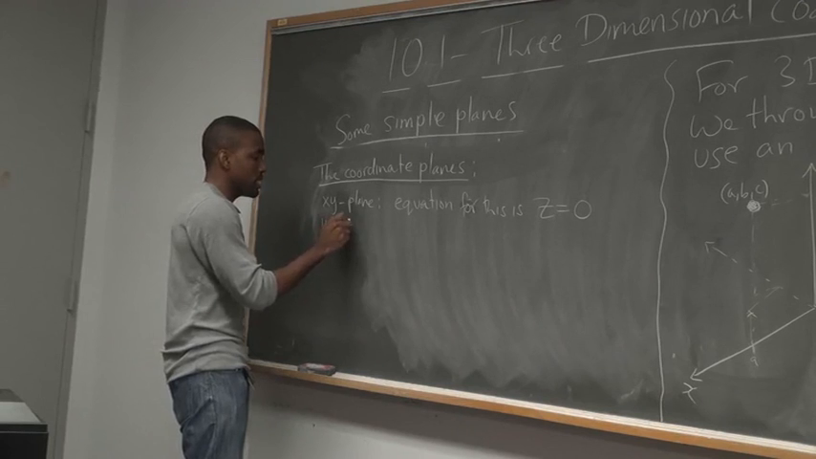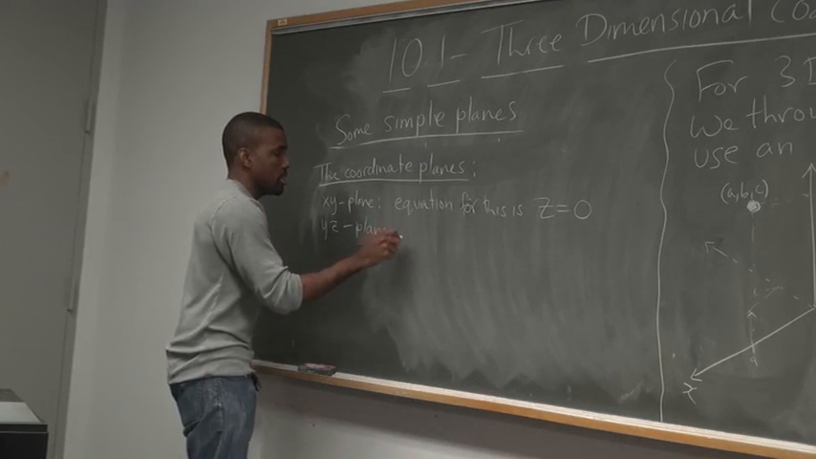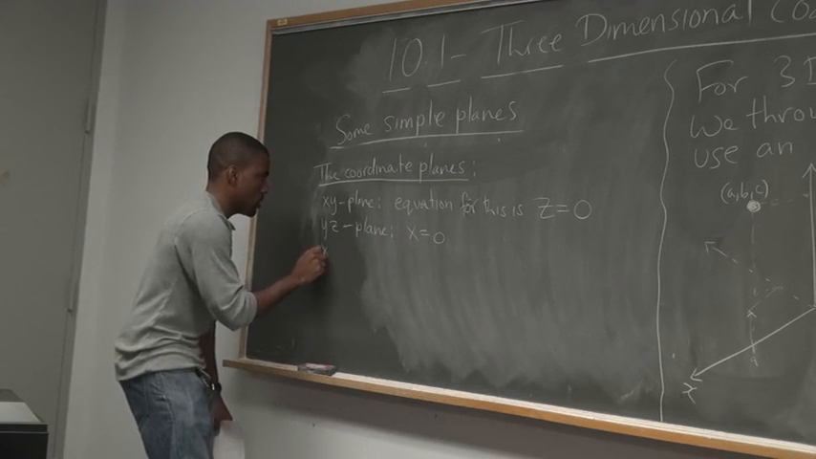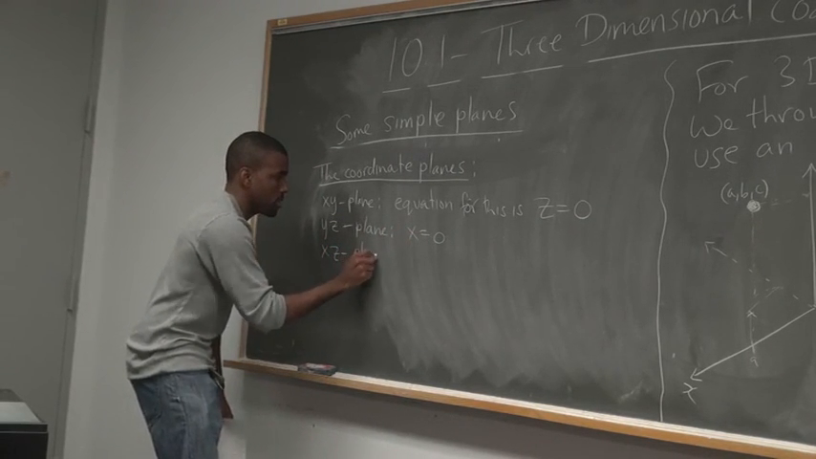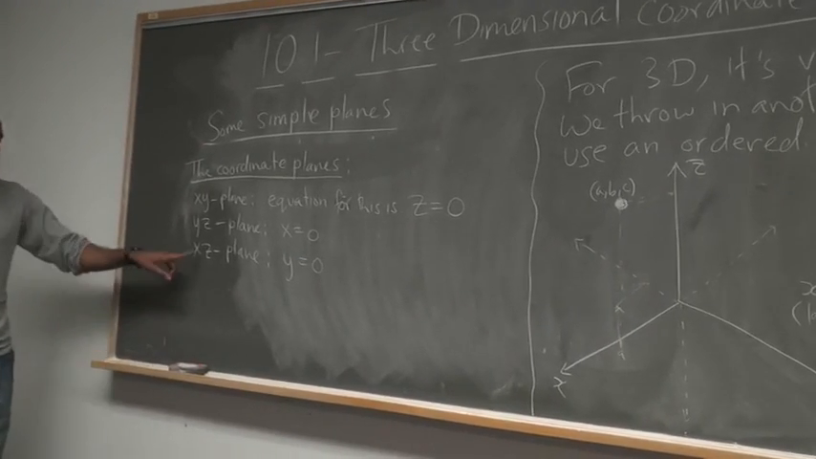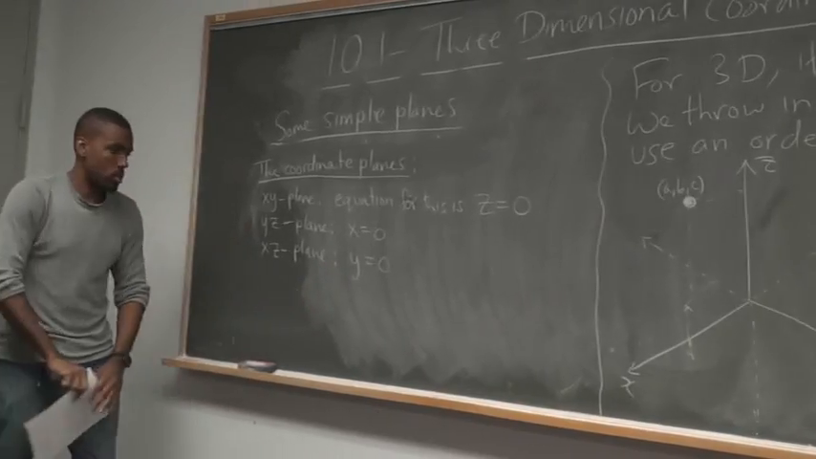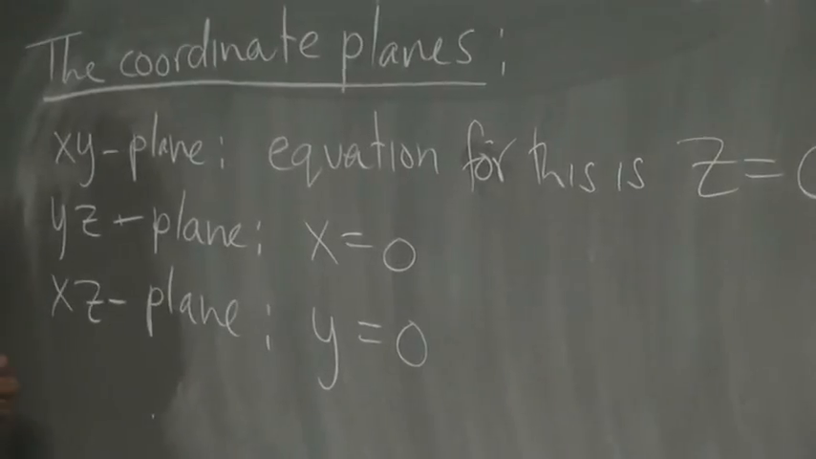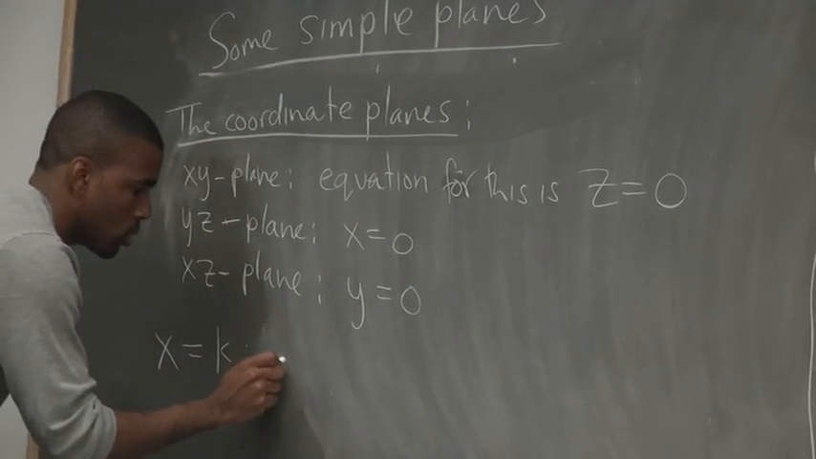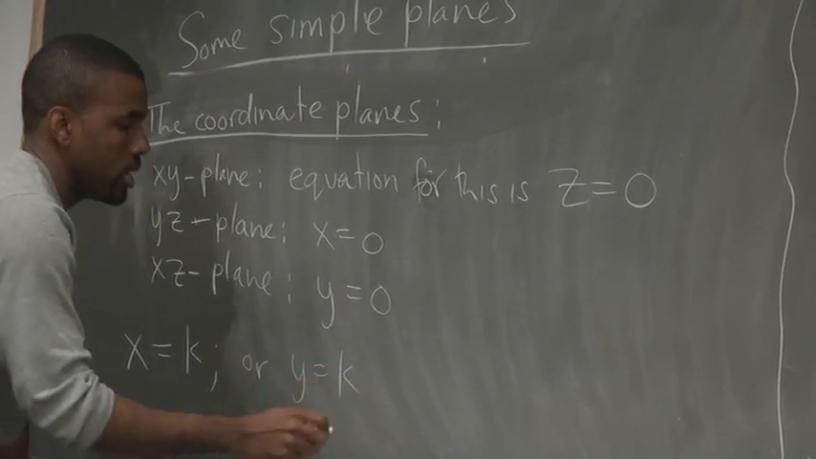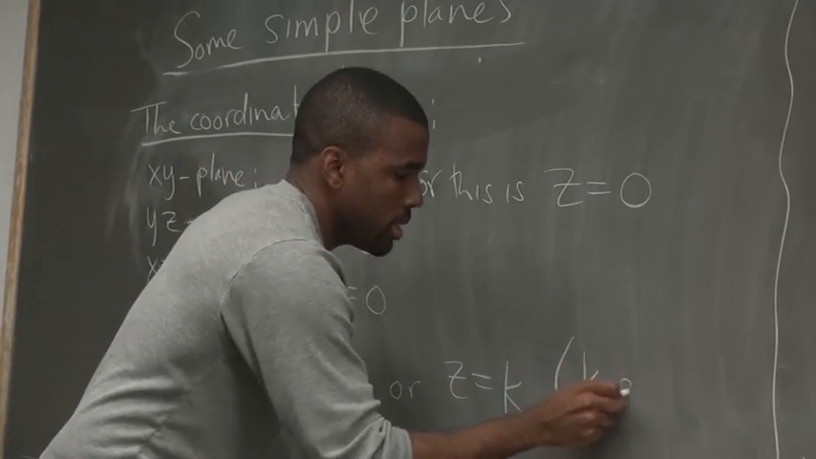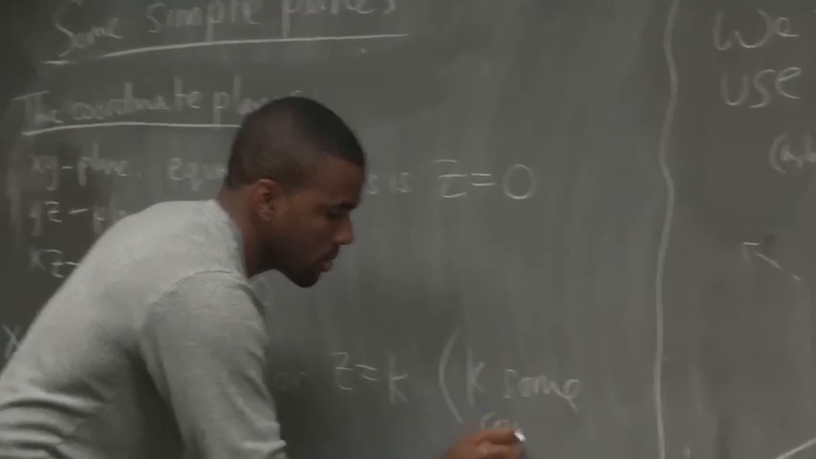The YZ plane is the equation X equals 0. The XZ plane is the equation Y equals 0. Right? If you're on the XZ plane, you're 0 distance from the Y. The Y value is 0 distance. Other ones are X equals K, or Y equals K, or Z equals K, K some constant.